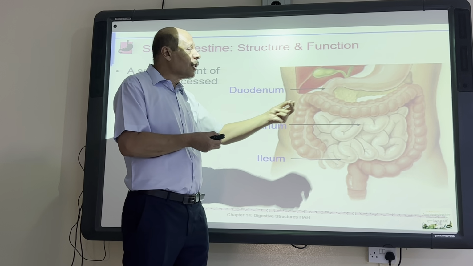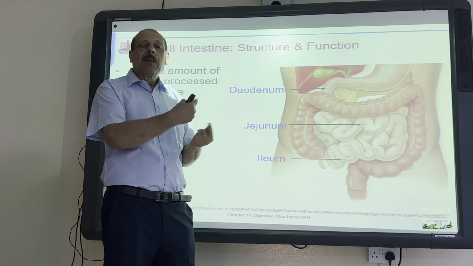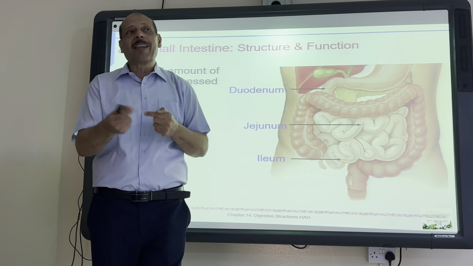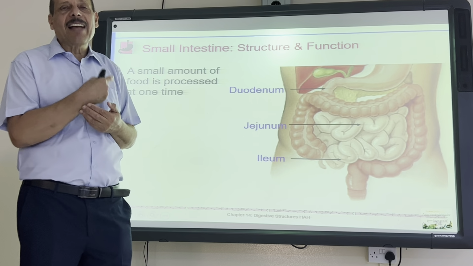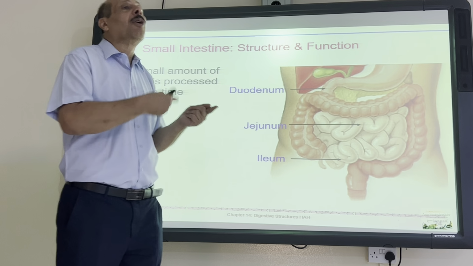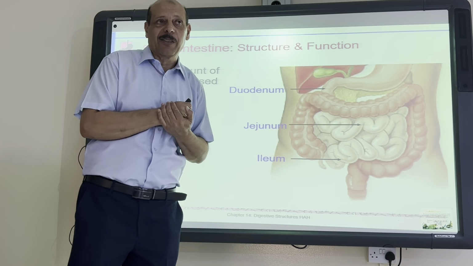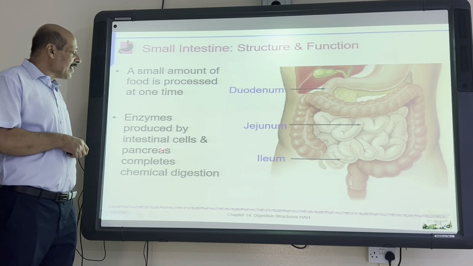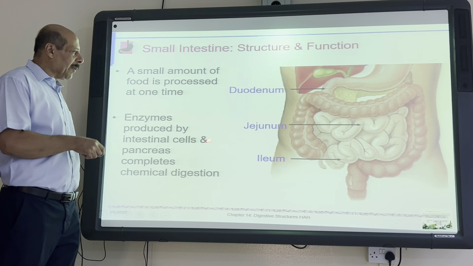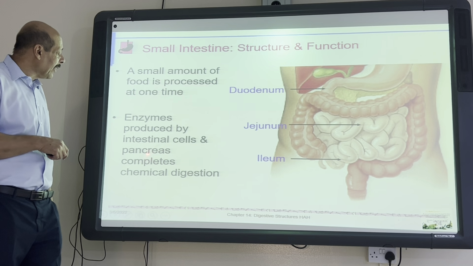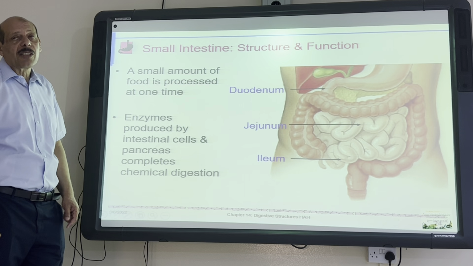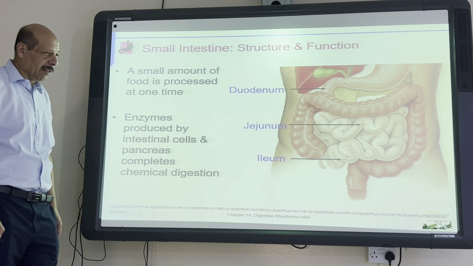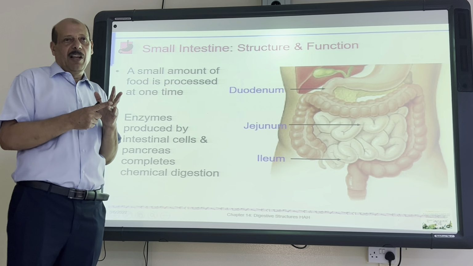Even after the digestion, a small amount will come regularly to the duodenum in order to be mixed with the pancreatic enzymes, in order to complete the process of digestion. There are enzymes produced by the intestinal cells, and the pancreas, to complete the process of chemical digestion. So we have chemical digestion and mechanical digestion.